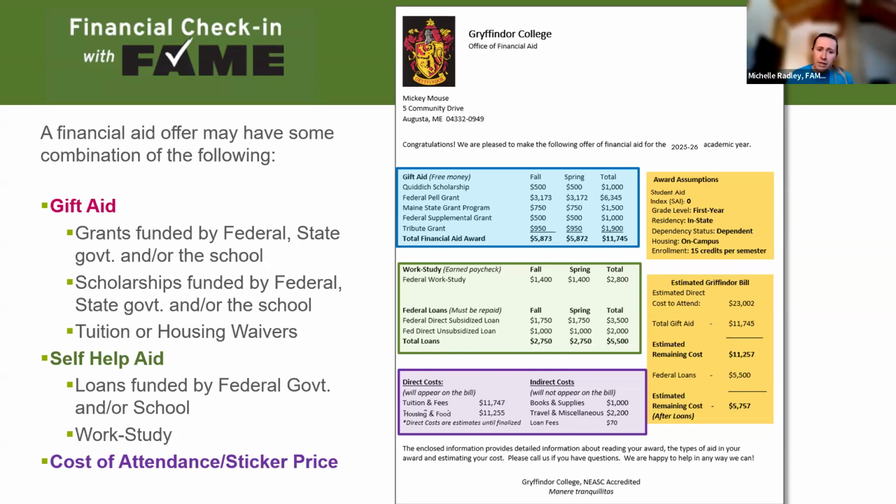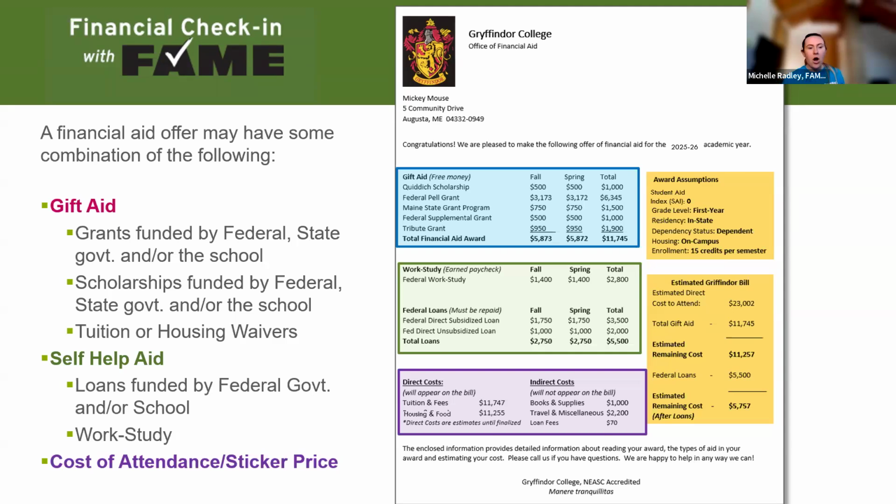Then you'll see in the green box there, that's what's referred to generally as self-help aid. Those are loans, federal government loans and work study typically. So we'll talk again more about the loan programs that will appear on financial aid offer letter if they're something that's being offered to you.